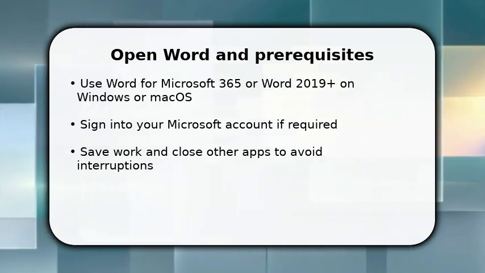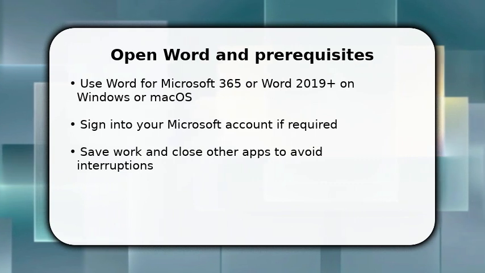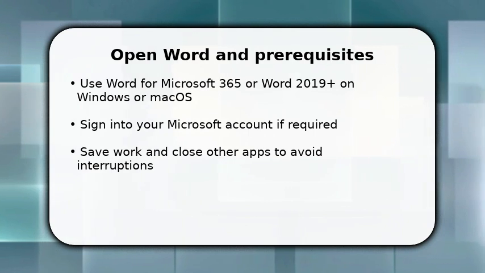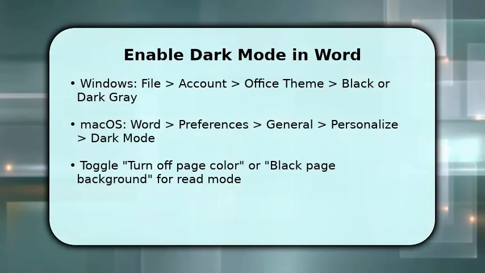These screens control appearance. Make sure your document is saved, because some UI changes refresh the view. This prevents lost work. You're now positioned to switch themes and activate dark reading modes in the next step. You'll change the theme next.